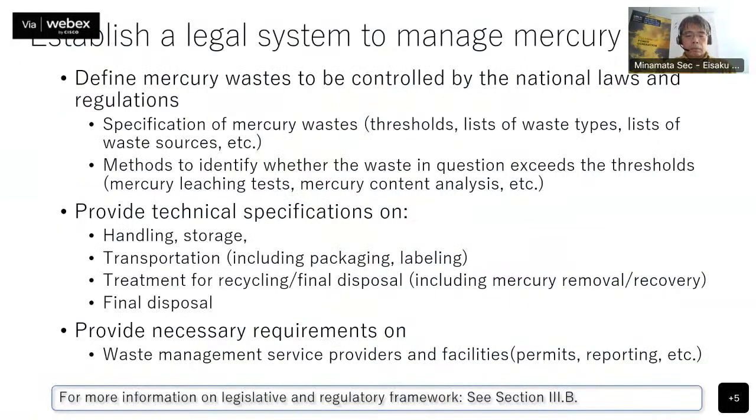In this slide, major points for the establishment of a legal system to manage mercury wastes are listed, such as defining mercury waste to be controlled by the national laws and regulations, providing technical specifications on handling, storage, transportation, treatment, and final disposal, and providing requirements on waste management service providers and facilities.